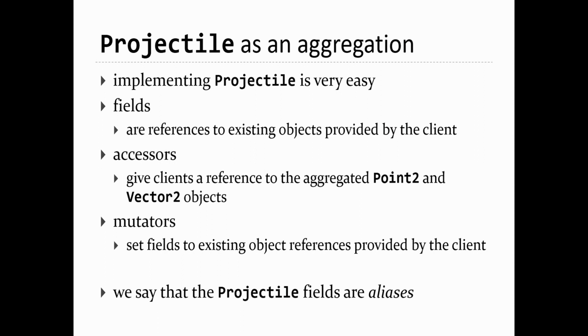And the projectile has a reference to the same object. So in other words, there are two different variables that point to the same object in this example. Whenever you have more than one thing that points to the same object, we call those aliases. Different names, same object.